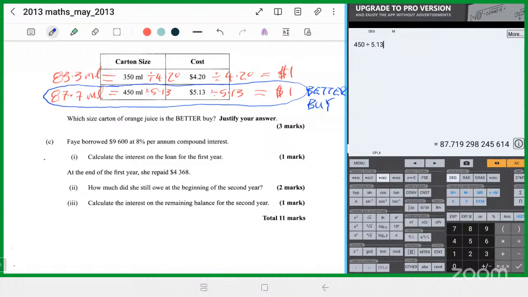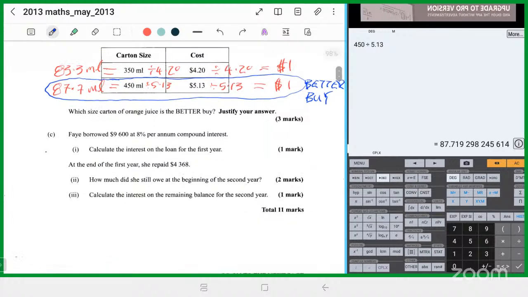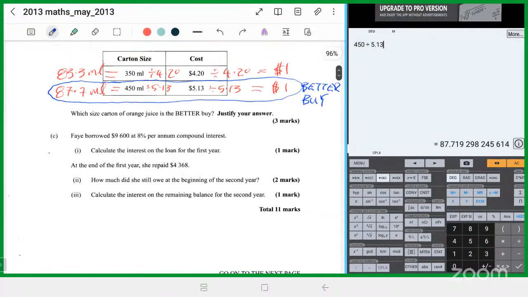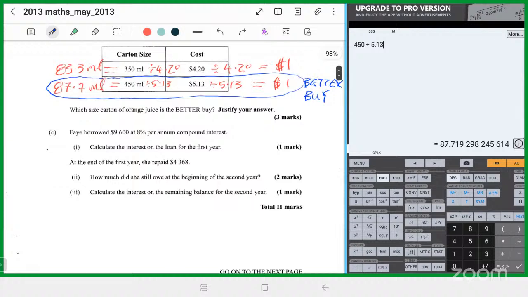All right. So this one says calculate the loan. I'm going to do it step by step, just that I don't have a lot of space. So I wanted to keep the calculator on the screen. Where it says calculate the interest for the first year. So 1 year, 8% of this amount is the interest. 8% of the original amount is the interest.